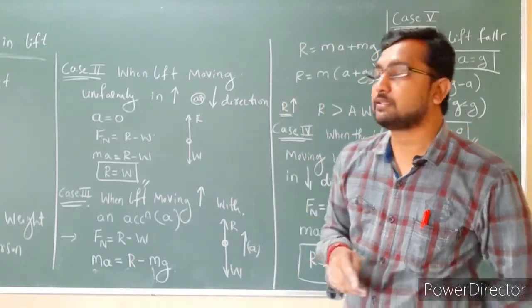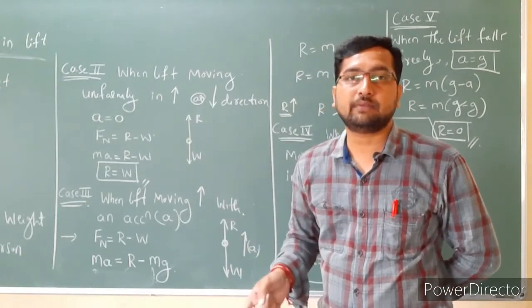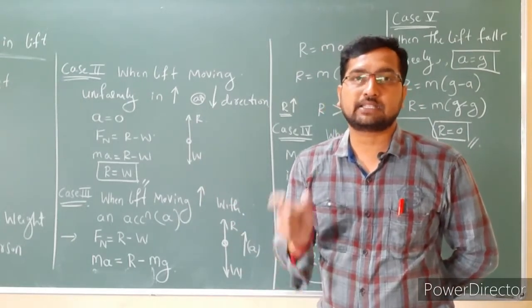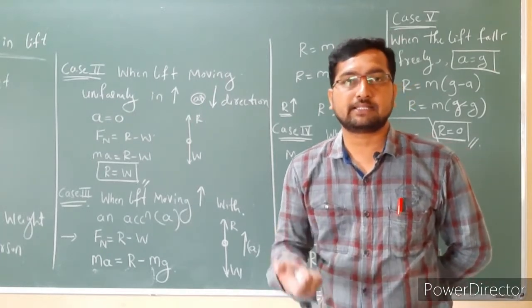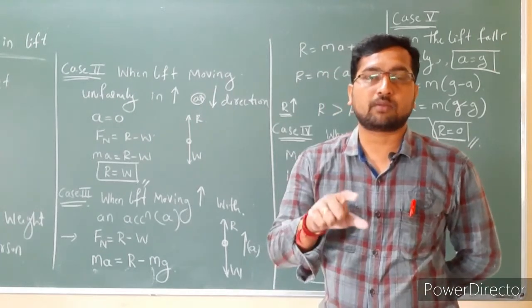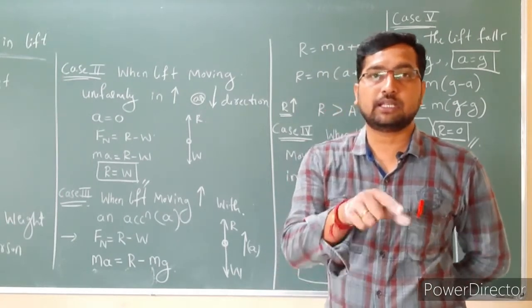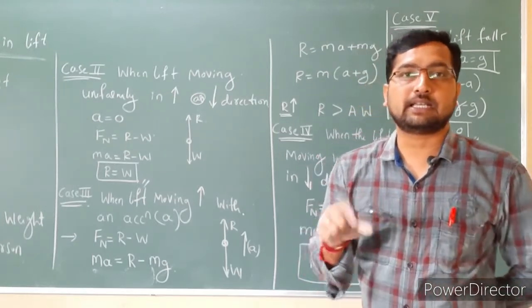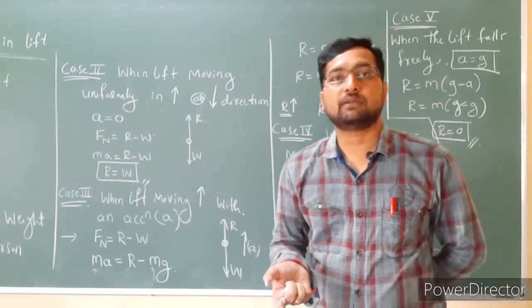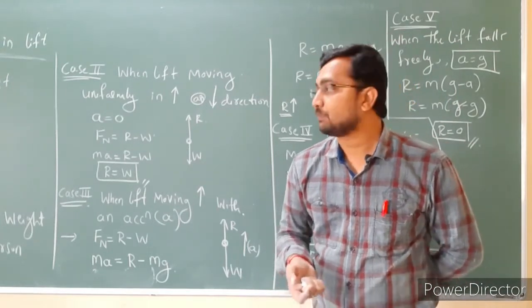So there are 5 cases. The first case is when the lift is at rest. When the lift is at rest, the acceleration of the system is 0. If the acceleration is 0, the net force acting on the system, R minus weight, is 0. Then R is equal to weight. In that case, the apparent weight of the person is equal to the actual weight of the person.